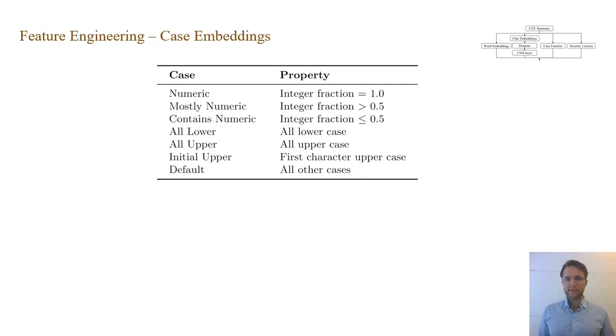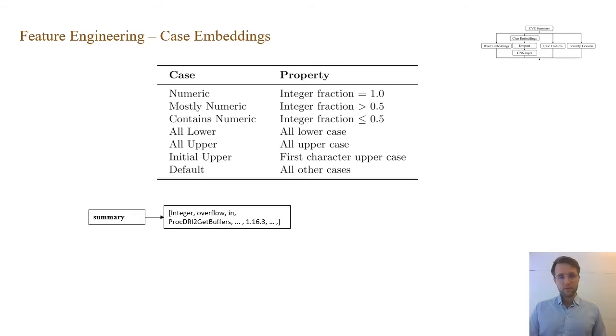For the case level features, we have these 7 cases where a specific word can be either numerical, mostly numerical, or contains numerics. Or it can be all lower, all upper, initial upper, or it defaults to our default case. Similarly, we split the summary into the words, but we keep the casing.